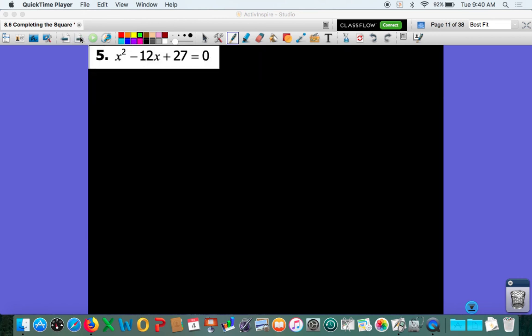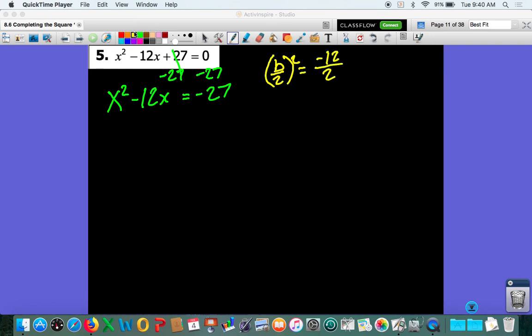Number 5 is what we're going to look at next. Is 27 a perfect square? Well, no. So subtract 27 on both sides. When I subtract 27 on both sides, I'm left with x squared minus 12x equals negative 27. Then I need to do my b over 2 squared. What's my b value? My b value here is negative 12 over 2 squared. Negative 12 over 2 is negative 6 squared, and that gives me 36.